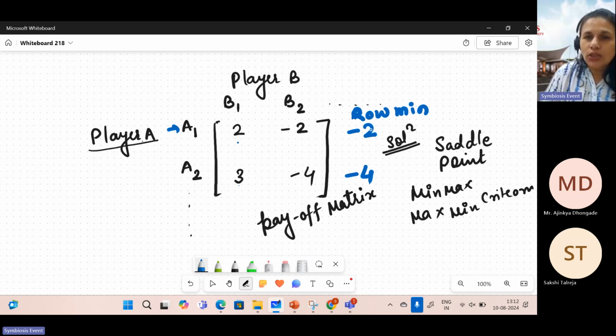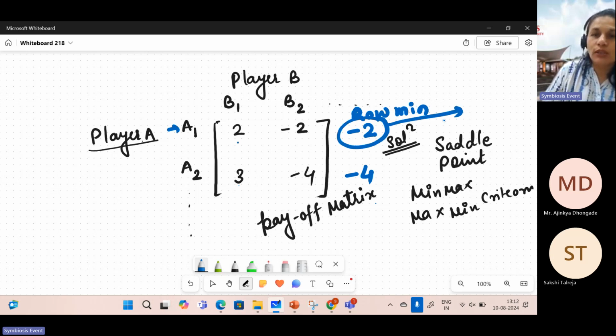Right? Among these two values, take the maximum. So what is the maximum? Minus 2. So we call this minus 2 the maximum of all minimums. That means player A was losing minus 2, and player A is losing minus 4. Among that, how much is going to be the maximum?